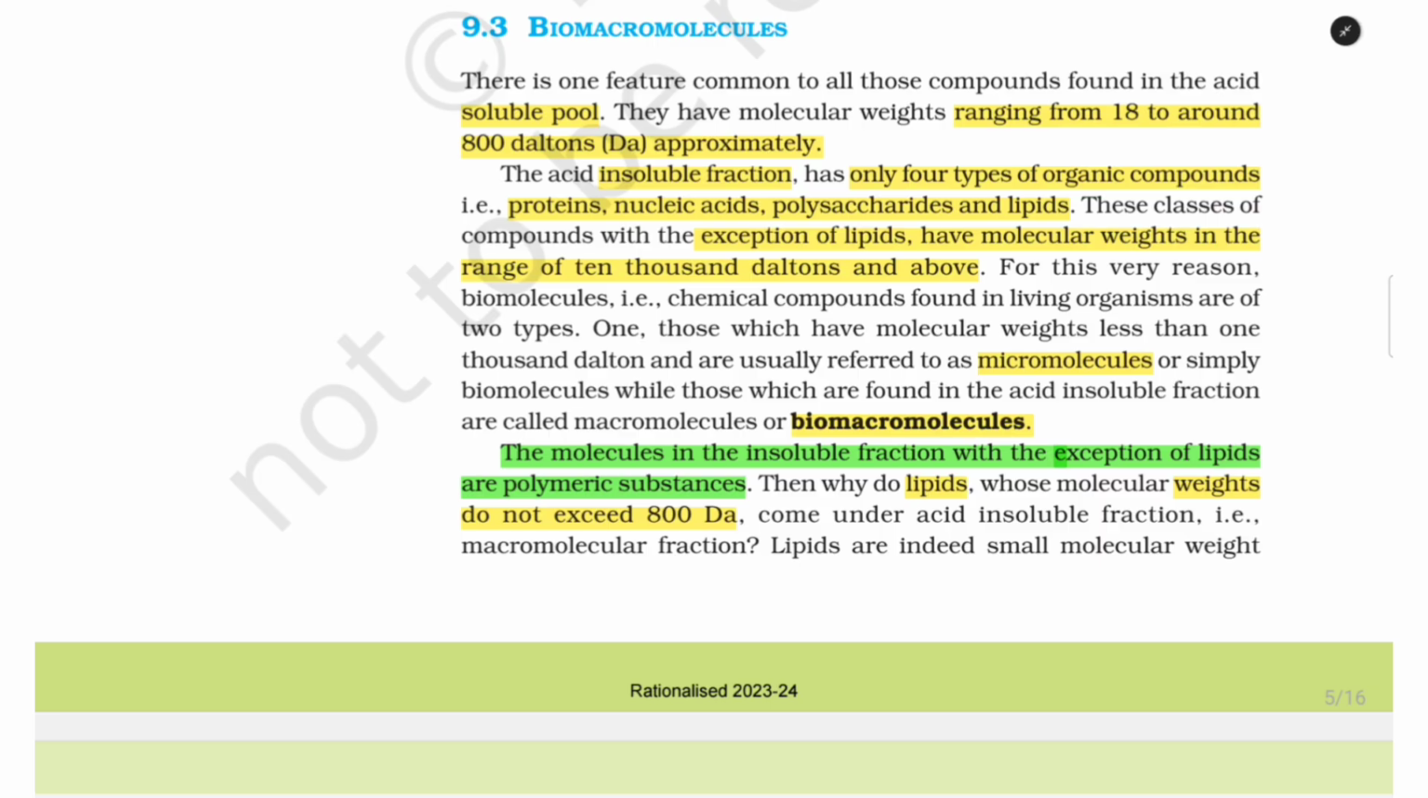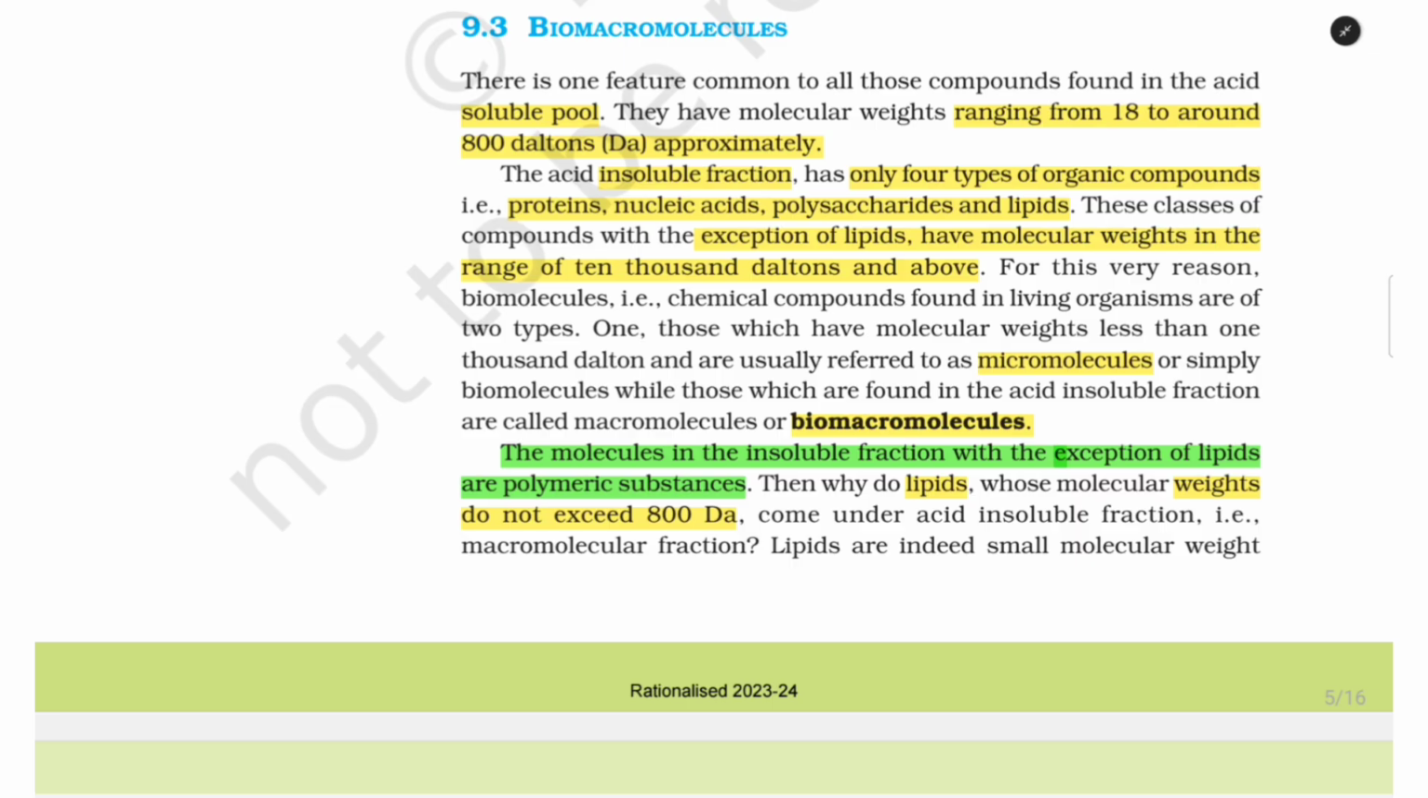For this very reason, biomolecules, that is, chemical compounds found in living organisms, are of two types. One, those which have molecular weights less than 1000 Dalton and are usually referred to as micromolecules or simply biomolecules, while those which are found in the acid insoluble fraction are called macromolecules or biomacromolecules. The molecules in the insoluble fraction, with the exception of lipids, are polymeric substances.